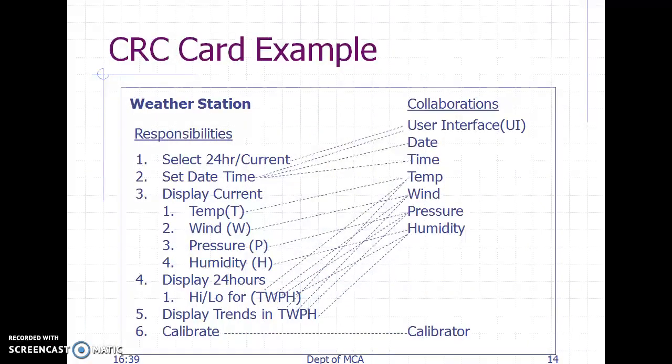And this is a simple example of a CRC card. We have a weather station and its responsibilities. We go for selecting the 24 hour current weather report. We can set the date and time, and display the current temperature, wind, pressure, humidity. We can display high and low temperatures each minute, display the trends in temperature, pressure, time, wind, humidity, etc. And finally, you can calibrate the system.